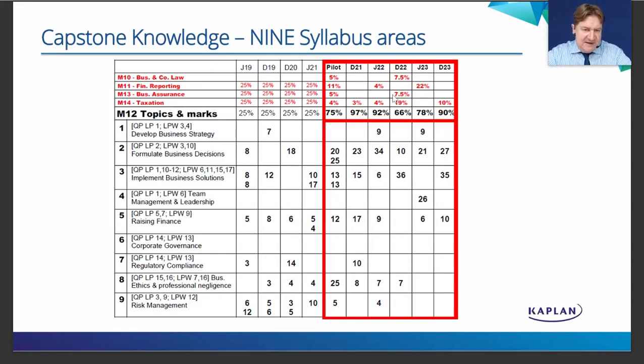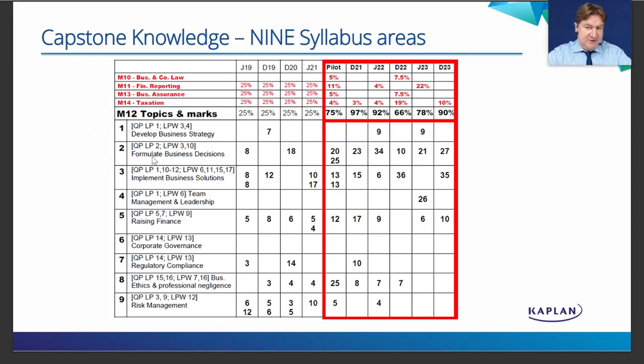So if we look here, these are our Capstone exams, and before we had Capstone, we used to have here the final exam, and that made up 25% of Module 11, 13, 14 and 12. And then at the end of December 2021, that changed with the Capstone, and now you can see Module 12. There is a big emphasis here on the Module 12 topic areas. So in the Capstone, we have 9 important syllabus areas, and you can see very popular in the Capstone exam here are the strategic areas.